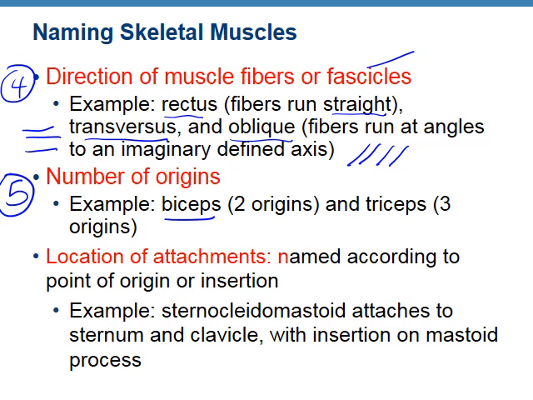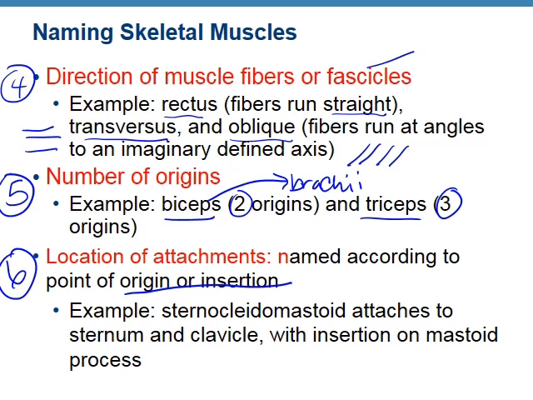Number of origins. Biceps means 2, triceps means 3. This is why we have to add the word brachii. I have to say biceps brachii, because if you say biceps, that really just means 2. Two what? Lastly, we can look at the location of attachments. So we can look at where the origin or insertion point was for the naming of the muscle. So this is a muscle, sternocleidomastoid, sometimes mastoideus, but it tells you in the name that it attaches to the sternum, to the clavicle, and to the mastoid process of the temporal bone.